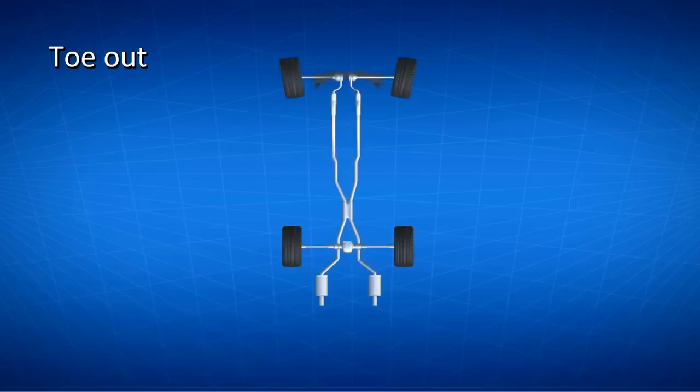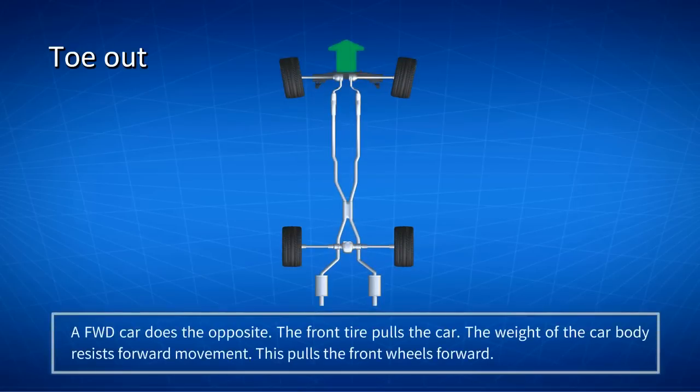A front-wheel drive car does the opposite. The front tire pulls the car. The weight of the car body resists forward movement. This pulls the front wheels forward with respect to the suspension. Therefore, front-wheel drive vehicles use toe-out adjustments to compensate for movement.